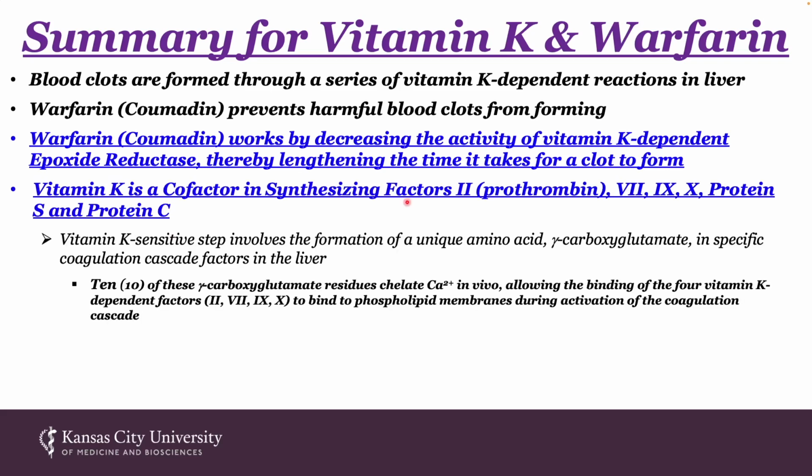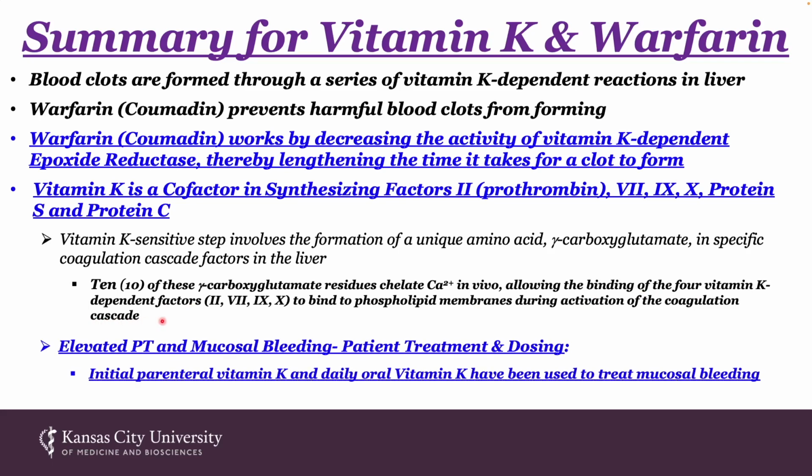Vitamin K is a cofactor in synthesizing factors II, also known as prothrombin, 7, 9, and 10, protein S and C. The vitamin K sensitive step involves the formation of a unique amino acid, gamma-carboxyglutamate, in specific coagulation cascade factors in the liver. 10 of these carboxyglutamate residues chelate calcium in vivo. This allows for the binding of 4 vitamin K-dependent cofactors to phospholipid membranes during activation of the coagulation cascade to form the tenase complex.